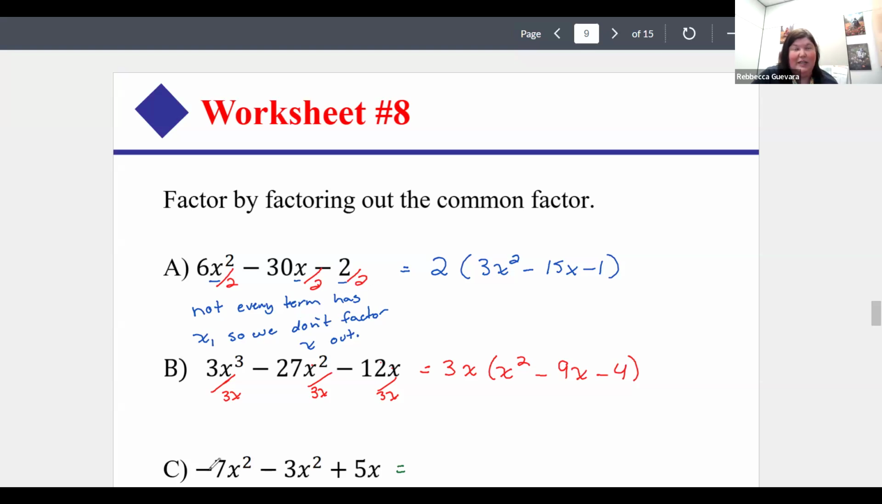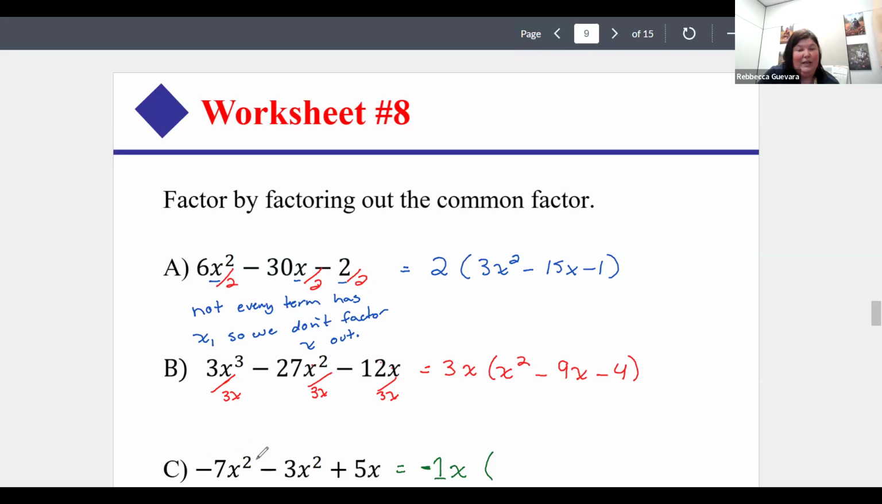For C, remember, because we have that negative out front, we definitely want to factor out a negative. In this case, we have a 7, a 3, and a 5. The only thing they have in common is 1. But when we have that negative out front, we want to factor out a negative, so in this case it's just negative 1. And then we see everything shares an x, so I can factor out an x as well.